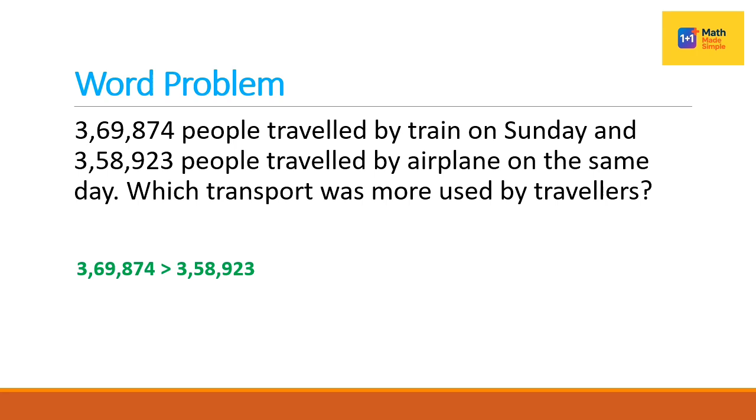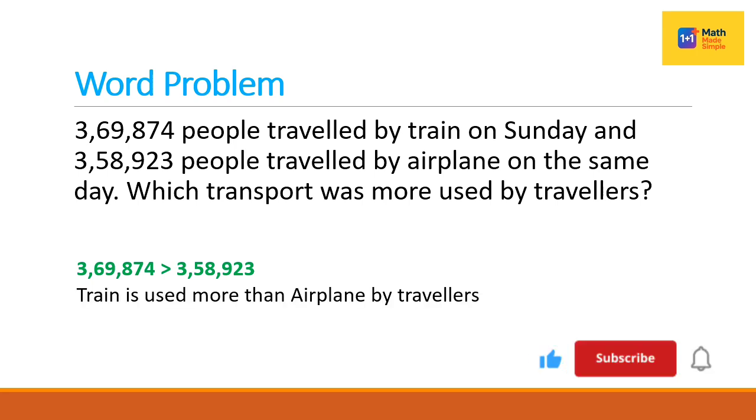So when we say the first number is greater than the second number, the first number was the number of people who travel by train, and the second number was the number of people who travel by airplane. So this means that the train is used more than airplane by travelers.